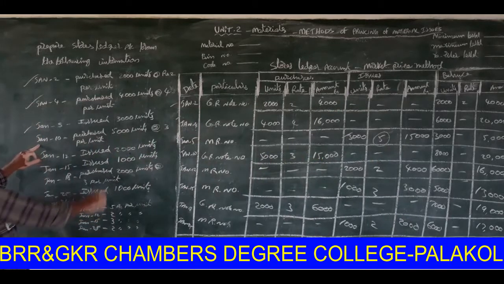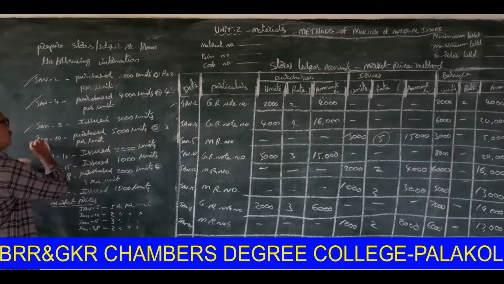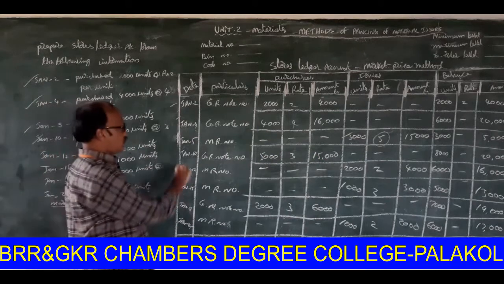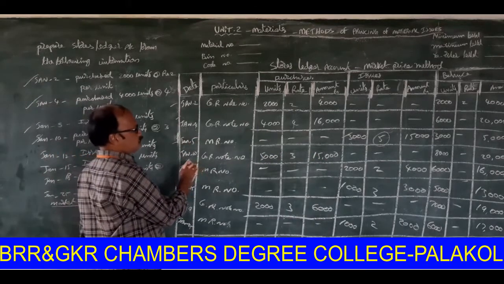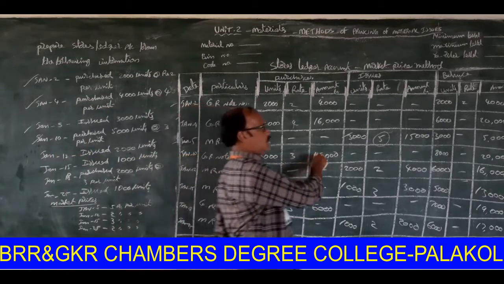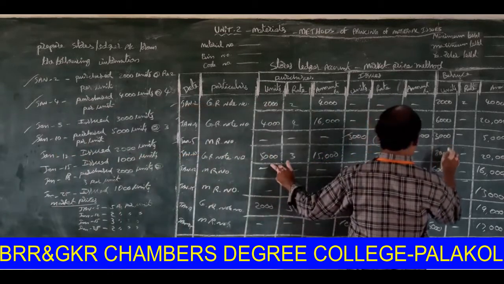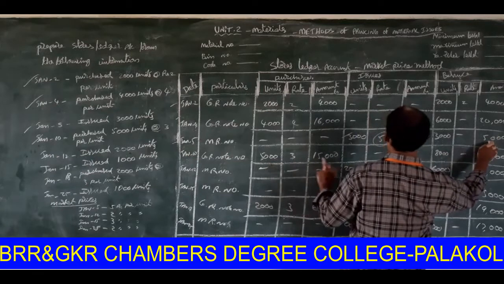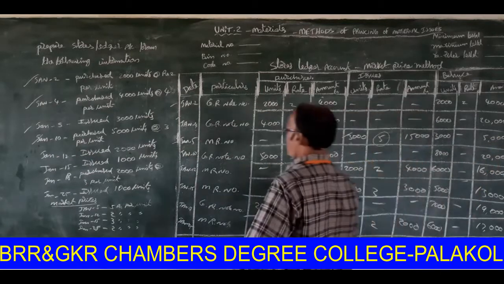January 10th. Purchased 5,000 units at the rate of 3 per unit. So 5,000 into 3, 15,000. So 3,000 plus 5,000, 8,000. 5,000 plus 15,000, 20,000.